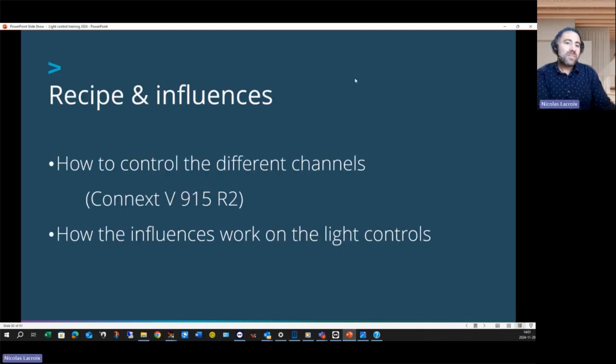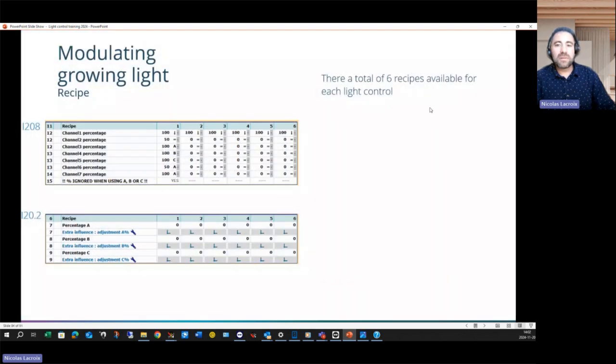Okay, now we'll see the recipe and the influence. So how to control different channels. That is for Connect version 15 release 2. If you have 9.14, you may not have all these options. Okay, how the influence works on the light control.